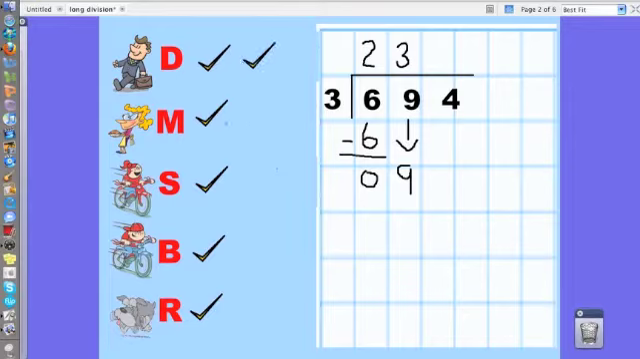Next, we need to multiply again. What is 3 times 3? Great job, it's 9. We're ready to subtract. 9 minus 9 is 0. Let's bring down our last number that we have in the dividend, and that's the 4.